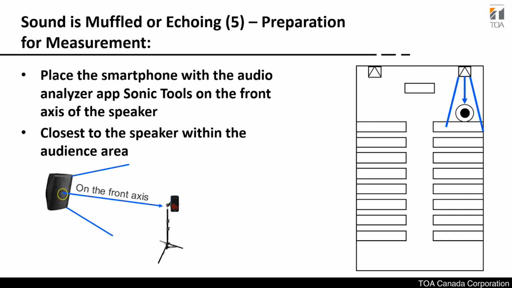Place the smartphone with the audio analyzer in the front axis of the speakers, closer to the speakers within the audio area, and measure the frequency characteristics and make the EQ adjustment accordingly. After working on the right-hand side speaker, you are good to go for the left-hand side speaker as well.